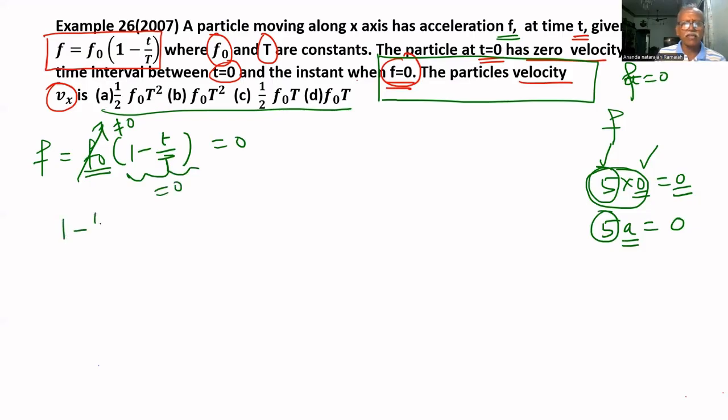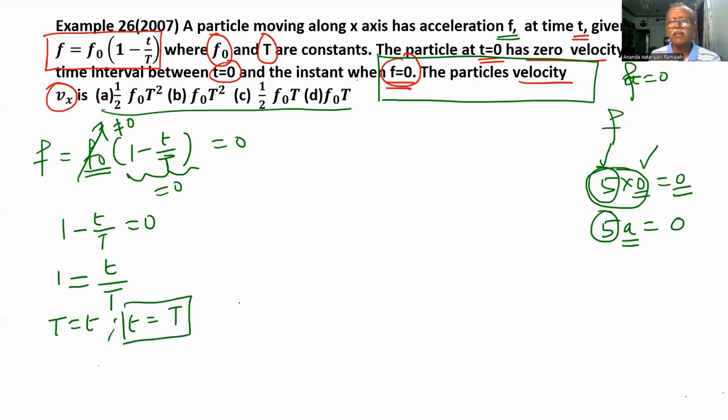Therefore, I can write (1 − t/T) = 0, or 1 = t/T, or t = T. When t = T, f = 0. In other words, when time equals capital T, the acceleration will be 0. At that time I have to find the velocity.